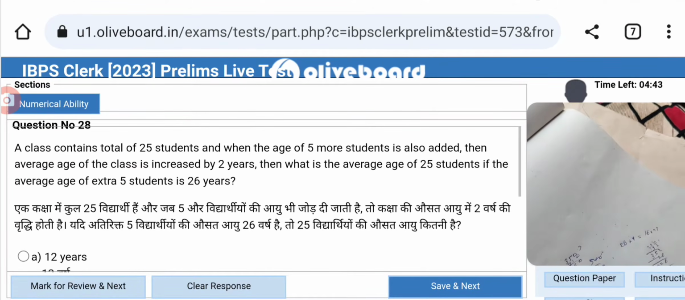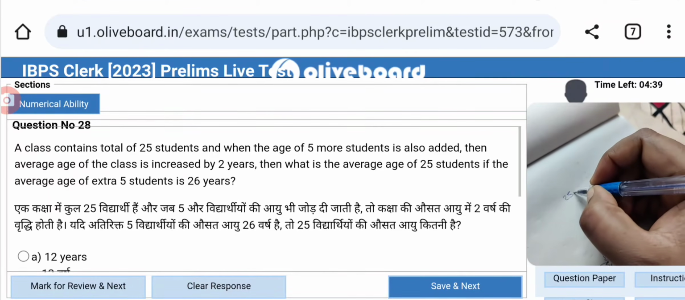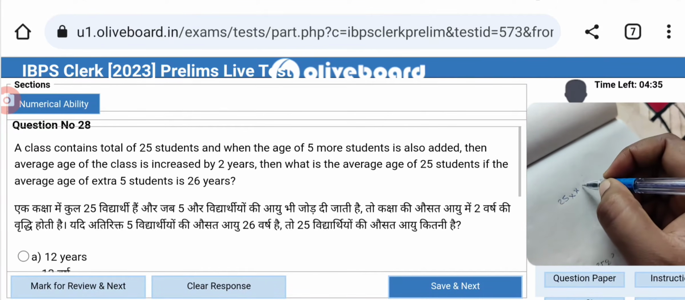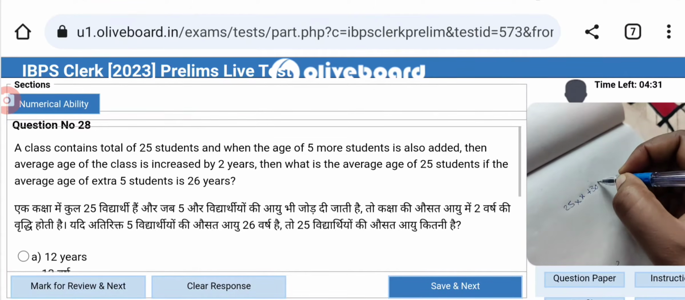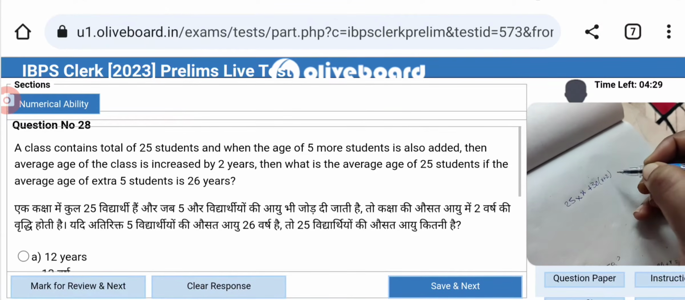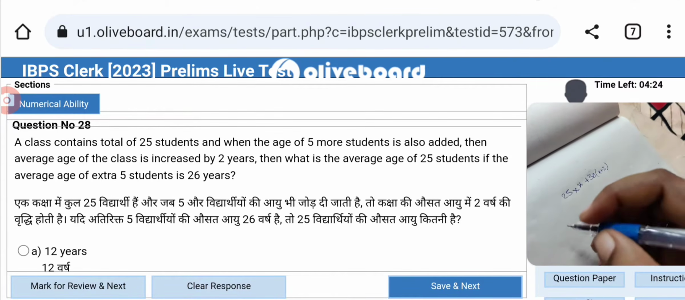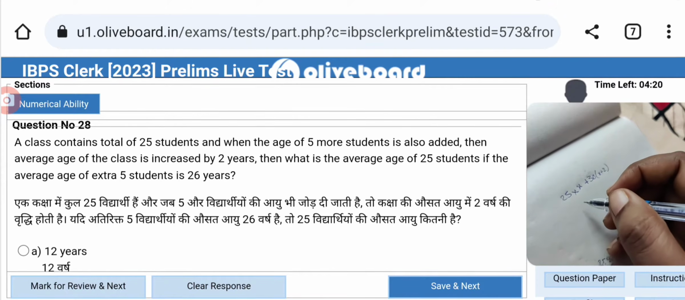Next, in a class total 25 students, average of x. 5 more students are added, that is 30. Average is increased, x plus 2. What is the average age of 25 students if average age of extra 5 is 26?